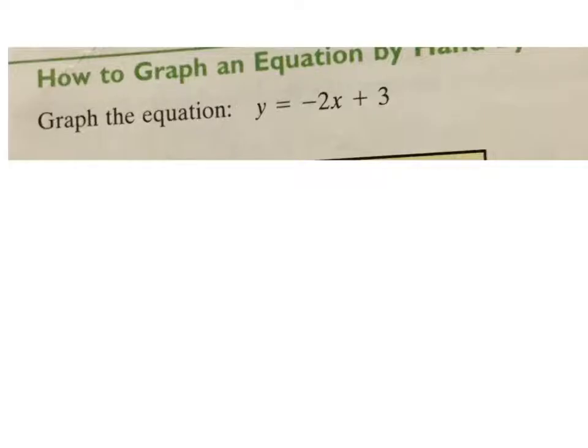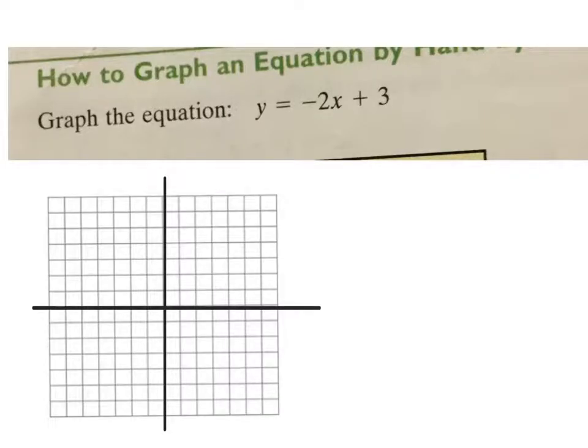And so we could do that. We could start at 3 as our y-intercept, plot a point, and then the slope is negative 2. So that means we would go down 2 to the right 1. I don't know why it didn't paste the way it should have. Okay, so here's my graph. I don't know what happened.